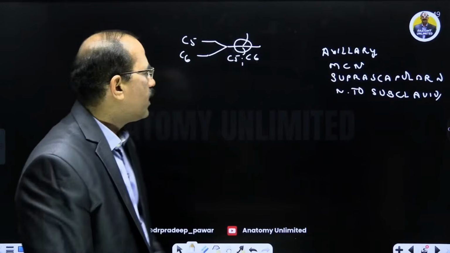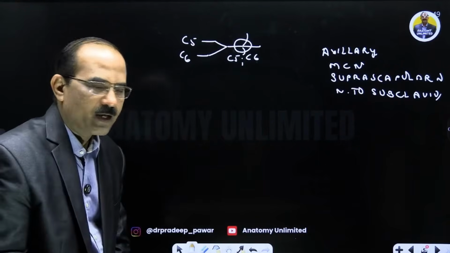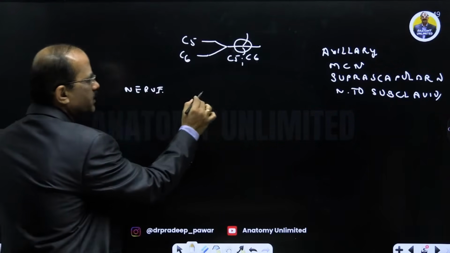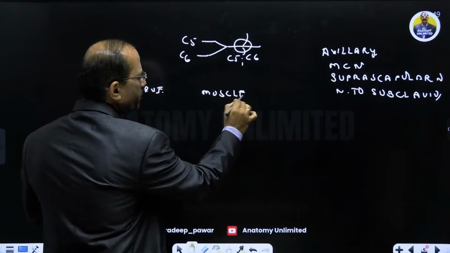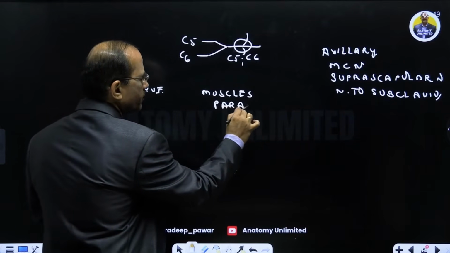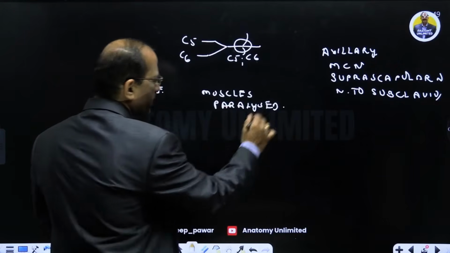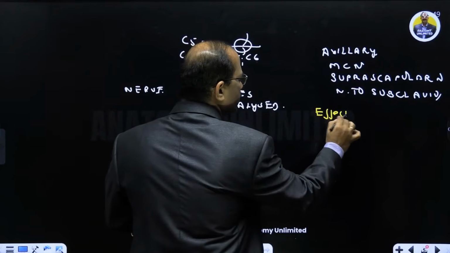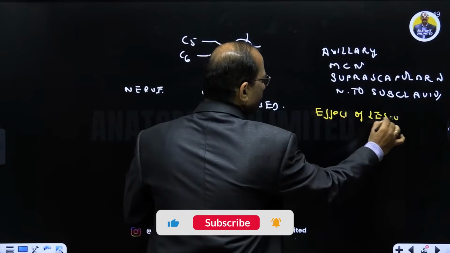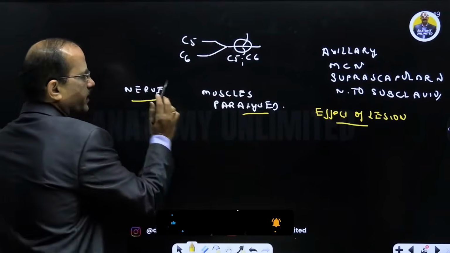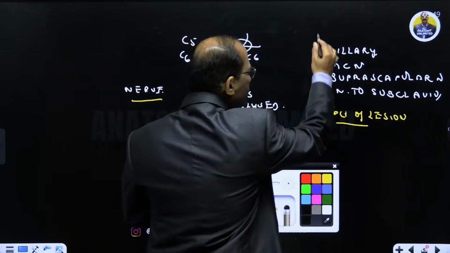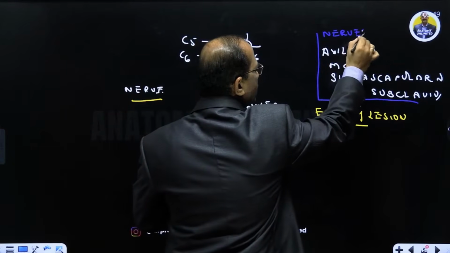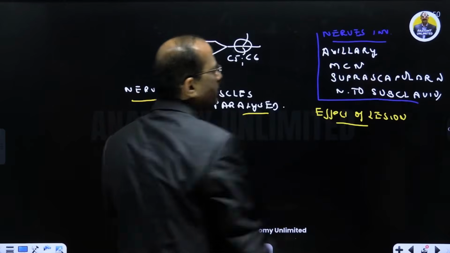Okay, so now you have to know what the axillary nerve supplies. Look, I'll make it like this: nerve, muscles paralyzed, and after that effects of lesion. Nerves, muscles paralyzed and effects of lesion. This is how you understand it. So which nerves are involved, is that clear? Nerves involved, I'll write it here. These four nerves are involved.